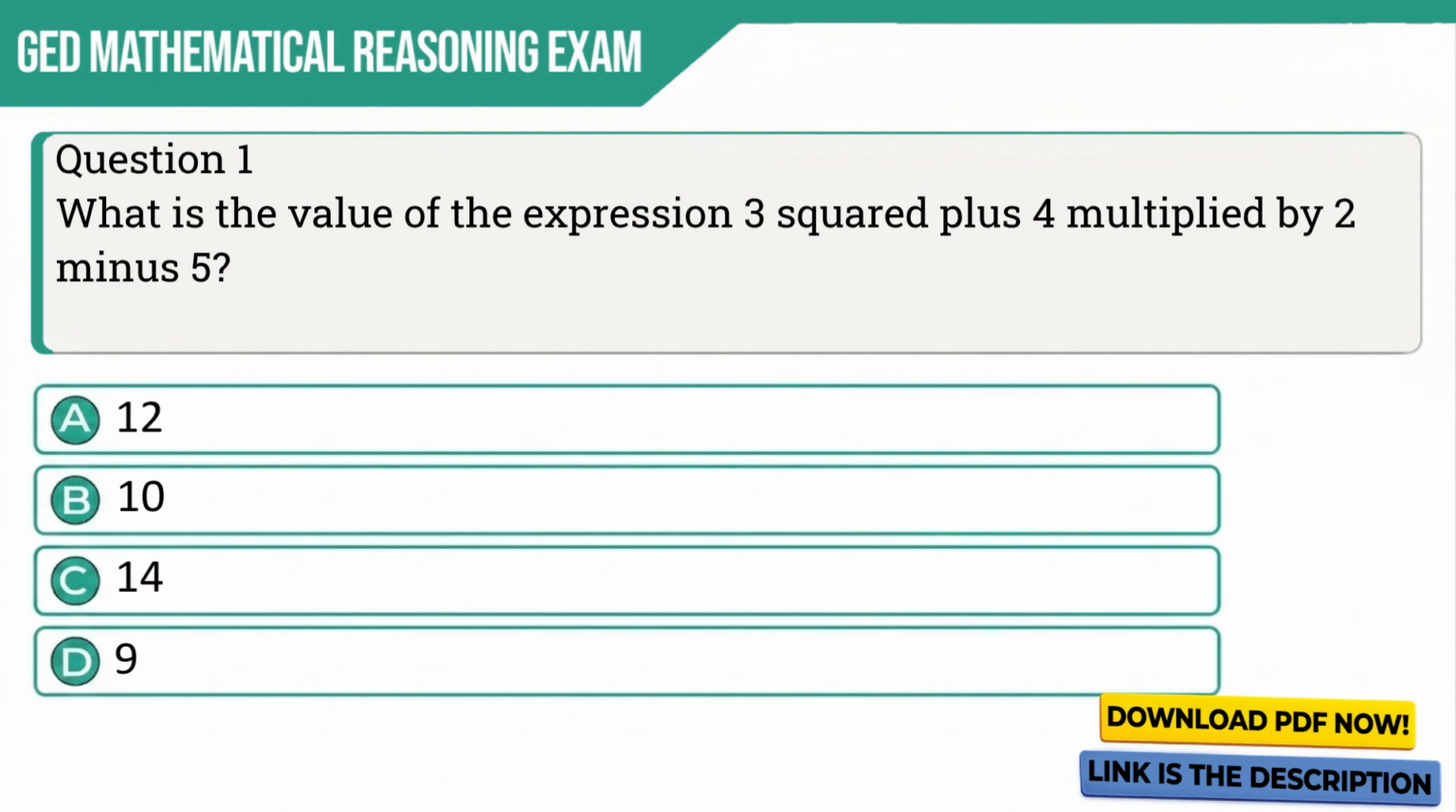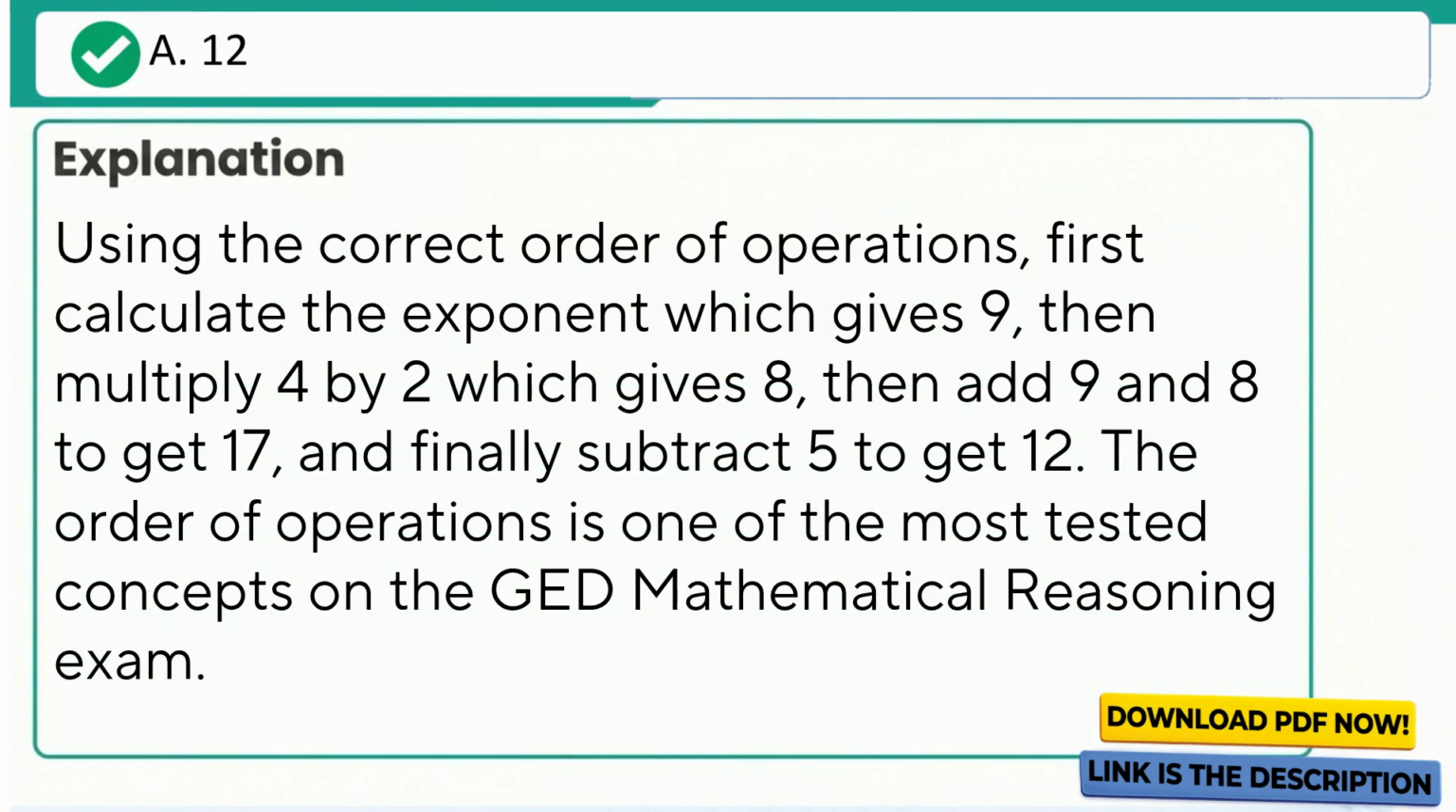What is the value of the expression 3 squared plus 4 multiplied by 2 minus 5? A. 12, B. 10, C. 14, D. 9. Correct answer, A.